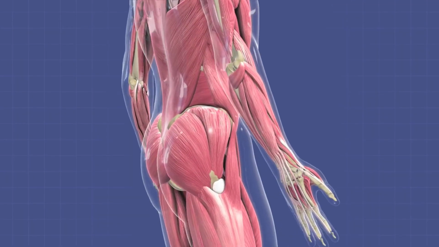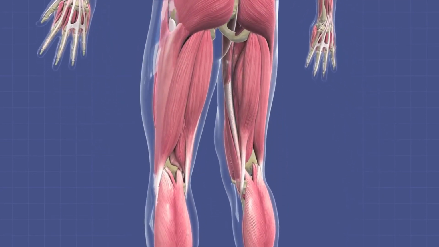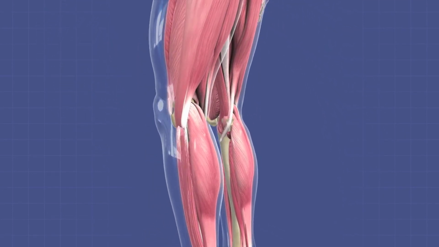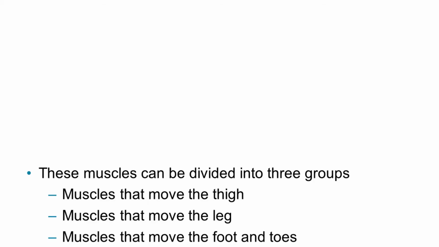The muscles of the lower limbs are larger and more powerful than those of the upper limbs. The muscles of the pelvic girdle and lower limbs can be divided into 3 groups. First, the muscles that move the thigh. Second, the muscles that move the leg. And third, the muscles that move the foot and toes.